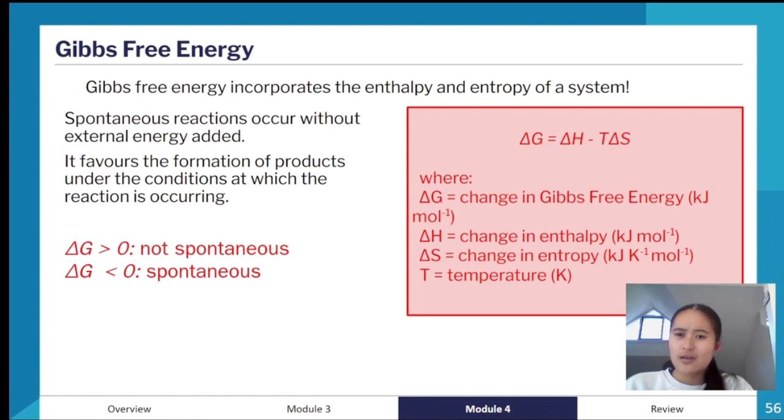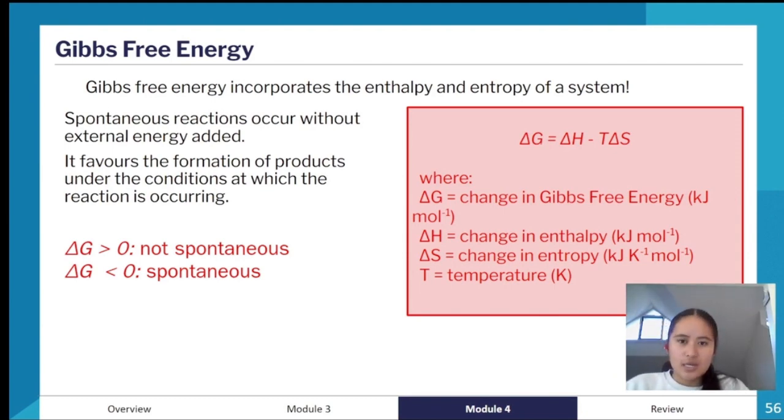So if you don't know how to convert Celsius to Kelvin, it's plus 273, I believe. So I'll just fact check that for you. Yeah, you add 273 to your Celsius and that'll be your Kelvin. And yeah, so that's the equation.